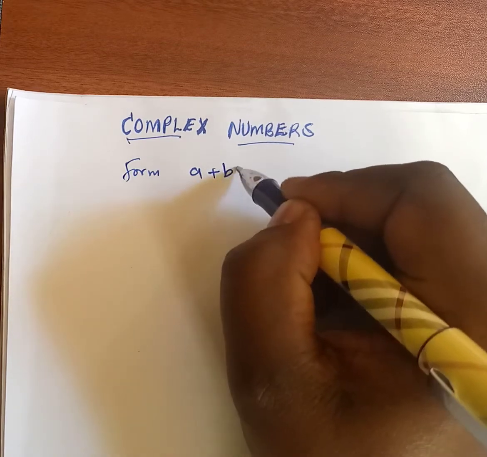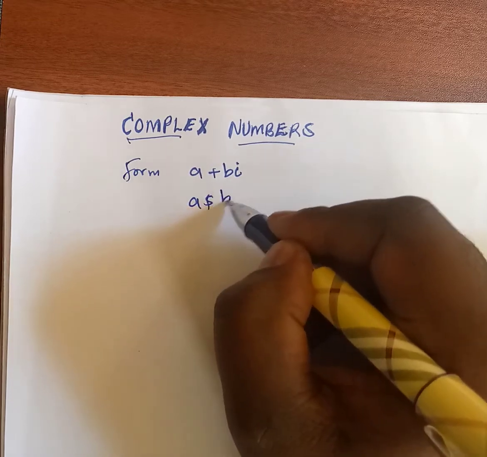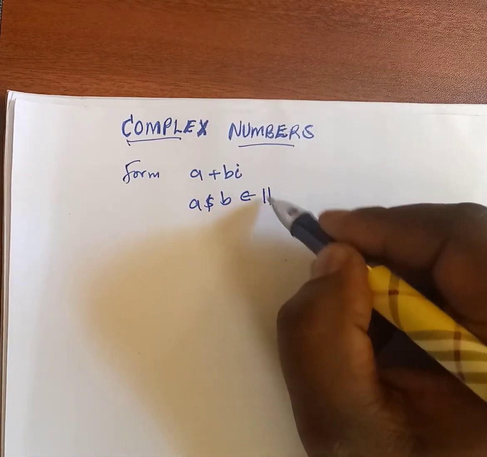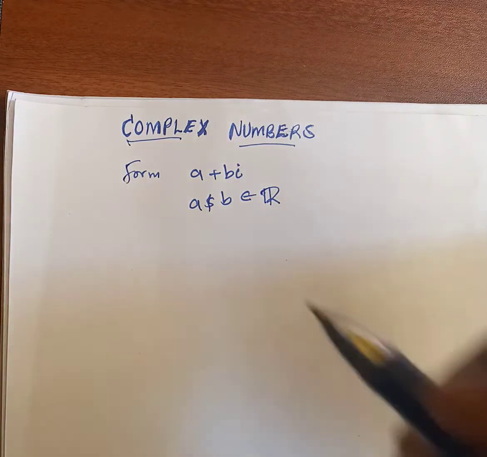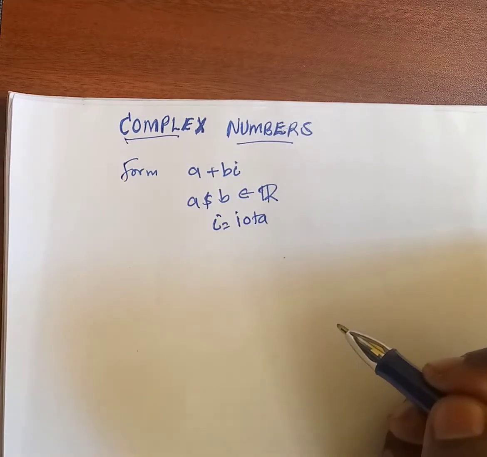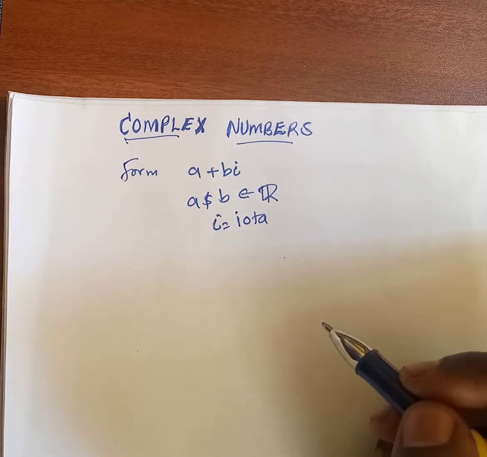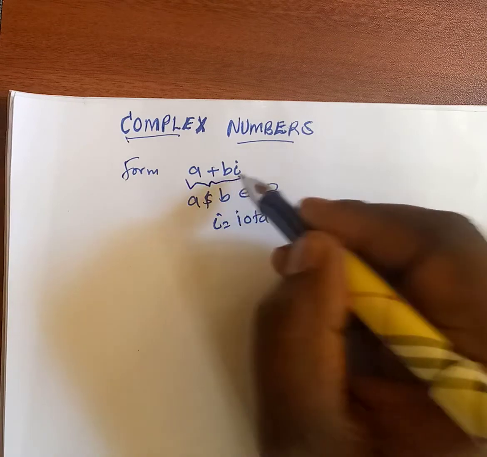A plus BI. And in this case, A and B are real numbers. Then I is what we call iota. And therefore, any number that can be written in that form, A plus BI, is what we are calling a complex number. Now, this complex number has two parts.